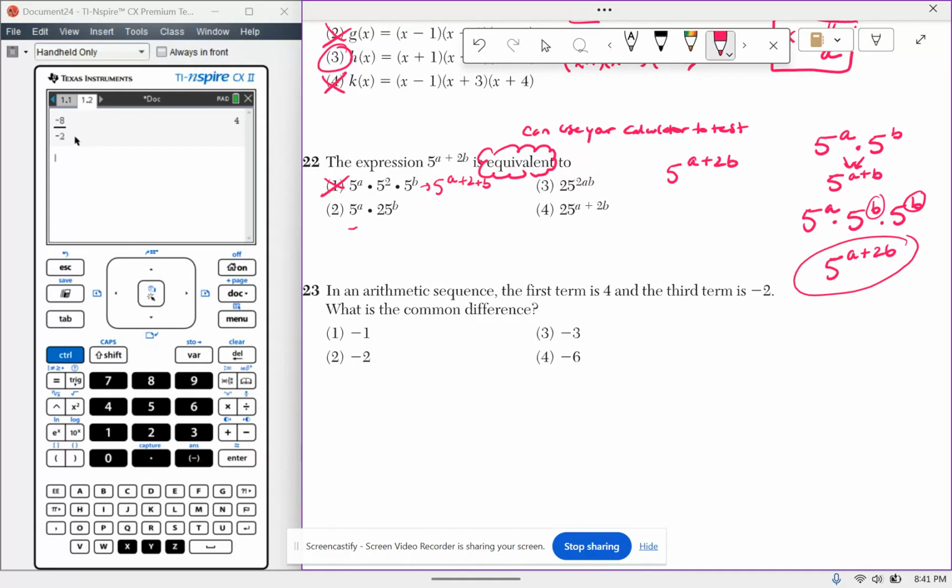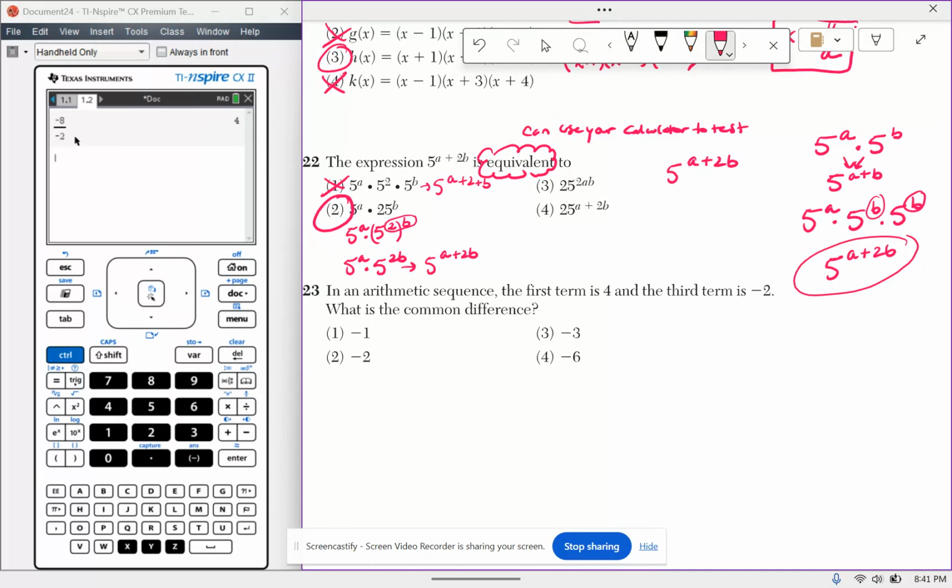This one's going to become 5 to the a times, well, this has a different base than the 5, and I need the same base in order to use the laws of exponents. So I'm going to convert this 25 to a 5 squared, and then he's still being raised to the b power. A power to a power means you multiply. So I now have 5 to the a times 5 to the 2b, and this is in fact equivalent to 5 to the a plus 2b. So this guy's going to be my answer, choice 2.